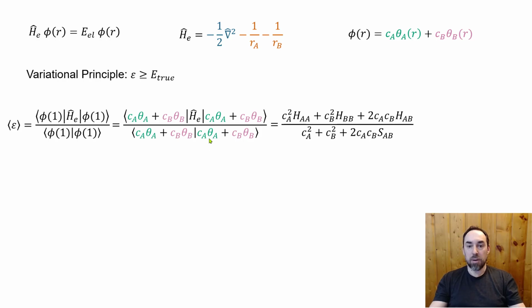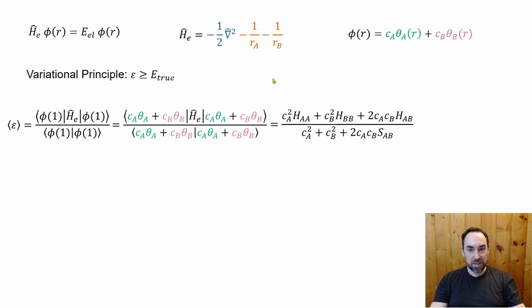At the denominator, things are exactly the same, except that we don't have an operator, we just have the overlap that we're calculating. Because these thetas are atomic orbitals that are normalized on that atom, that theta A to theta A integral is 1, that's why we're left with this coefficient squared. And then we're going to see in a second what this S_AB is.